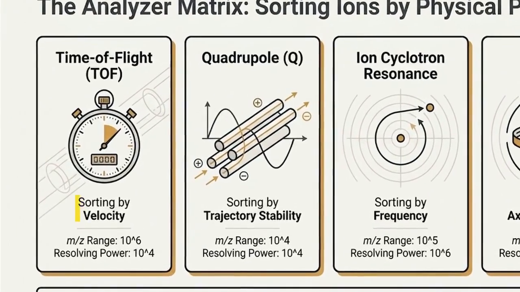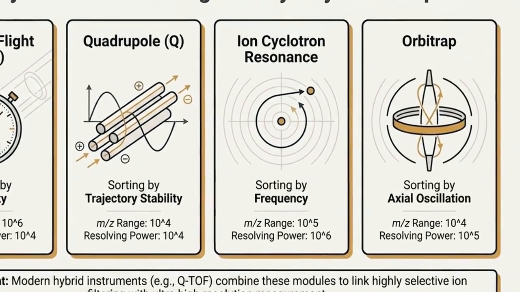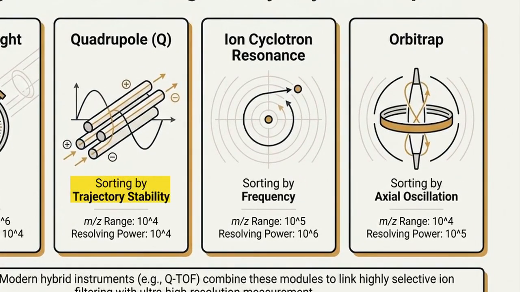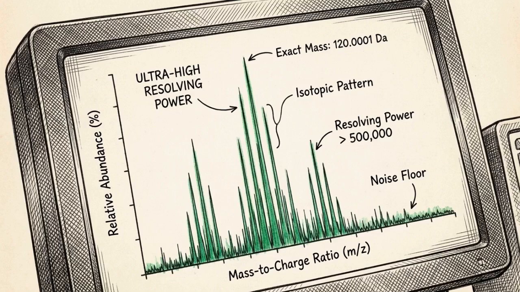The first separates ions by tracking linear velocity down a vacuum tube. The second and third sort continuously based entirely on trajectory stability. The final instrument determines mass by measuring orbital frequency. Moving from simple velocity tracking to complex frequency detection provides the ultra-high resolving power required in modern analytical chemistry.